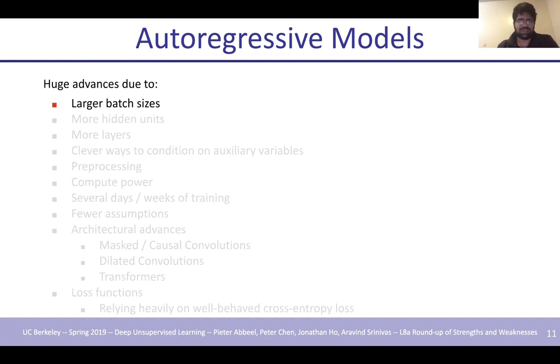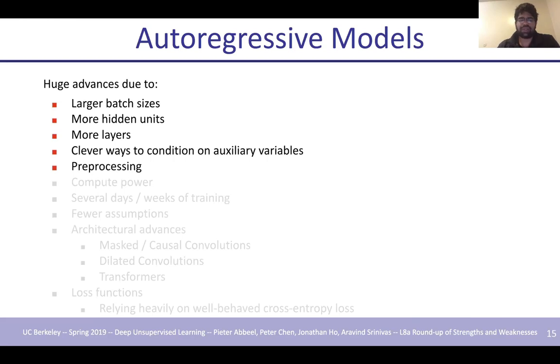The first thing is just being able to train with larger batch sizes because of more compute availability. Training with larger batch sizes generally stabilizes the training of these models and optimizes these losses much better, making the models wider, making the models deeper, and figuring out clever ways to condition, when you're building a class conditional, or audio conditional, or text conditional model. Figuring out ways to gate the conditioning information cleverly is very useful.